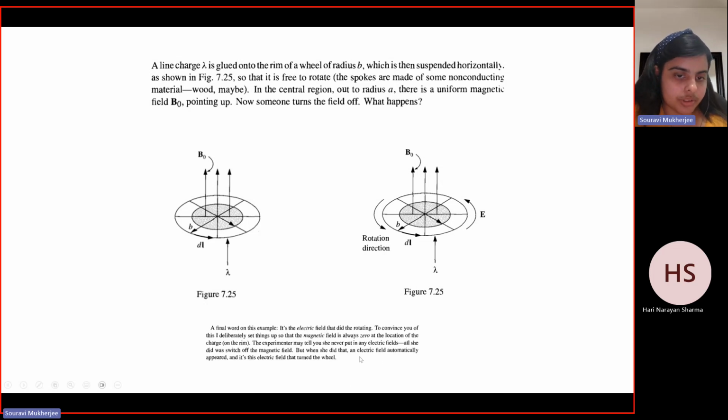Okay. It's important to note that there was no magnetic field in this region. You switched off the magnetic field in this shaded region, but that resulted in an electric field automatically, and it was the electric field which turned the wheel. Okay.